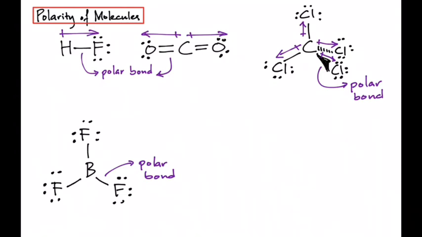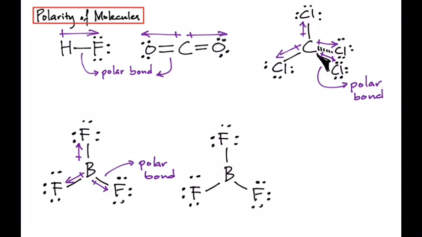And the last one here at the bottom is boron trifluoride. And so we have polar vectors that will be pointing towards the fluorine atoms. And the resultant vector, or the net dipole here, is also going to be 0. And therefore, this molecule is going to be nonpolar. Now, what if we replace one of the fluorine atoms with, let's say, a less electronegative element, like hydrogen?